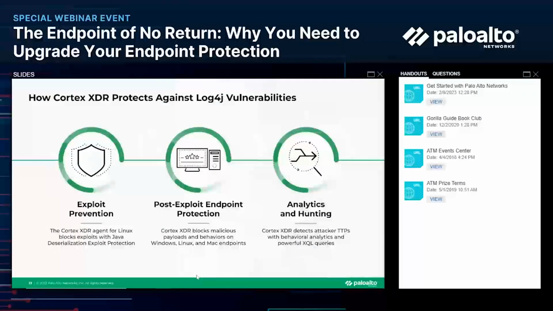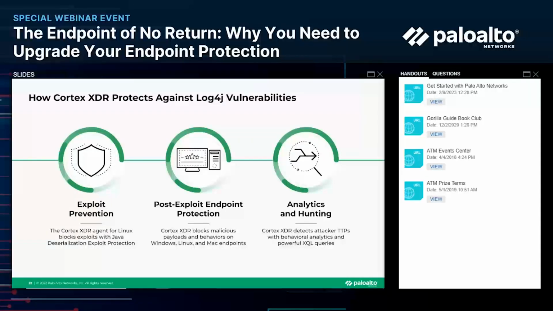The good news is that if an organization had Cortex XDR in place, they were safe from exploits linked to Log4j vulnerabilities. The Cortex XDR agent provides several layers of comprehensive protections for endpoint attacks, including Log4Shell attacks. It helps block Log4Shell post-exploit activity with its behavioral threat protection, AI-driven local analysis, cloud-based malware analysis, and other security engines across Windows, Linux, and Mac systems.